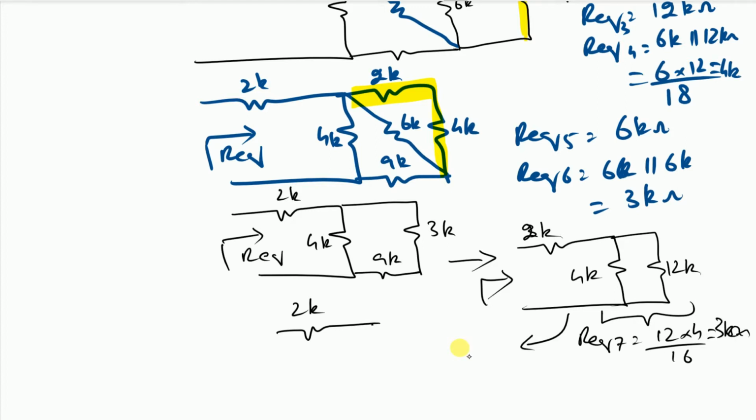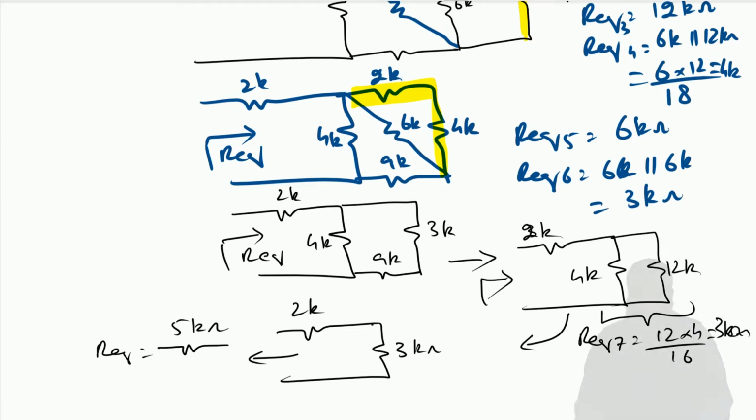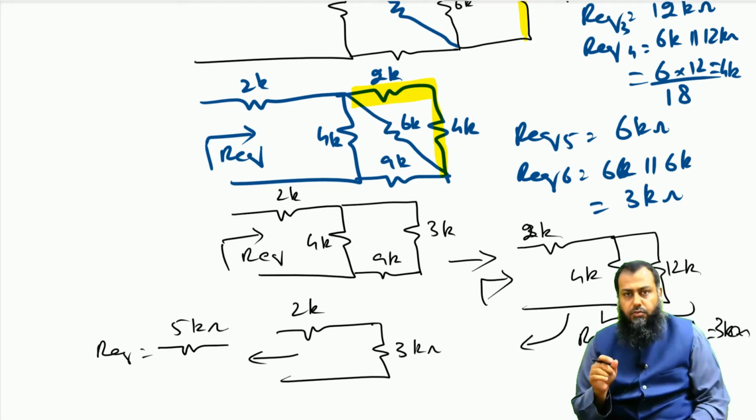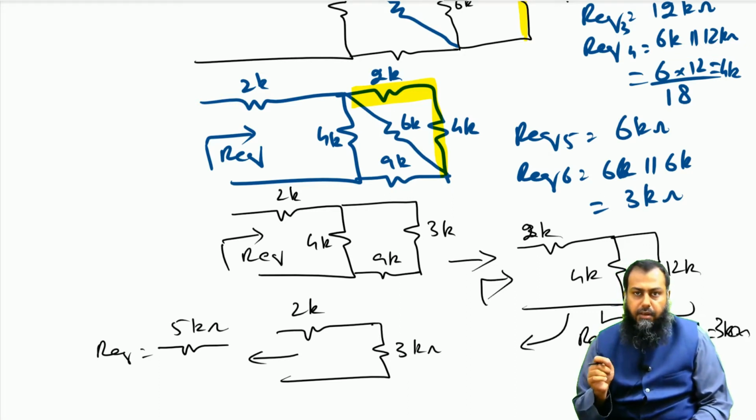So we have 2 kilo ohm comes in series with this 3 kilo ohm, and as a result this R equivalent is equal to a 5 kilo ohm resistance. So this is the way to solve the circuits containing multiple resistive networks. So you see, this is all fun.